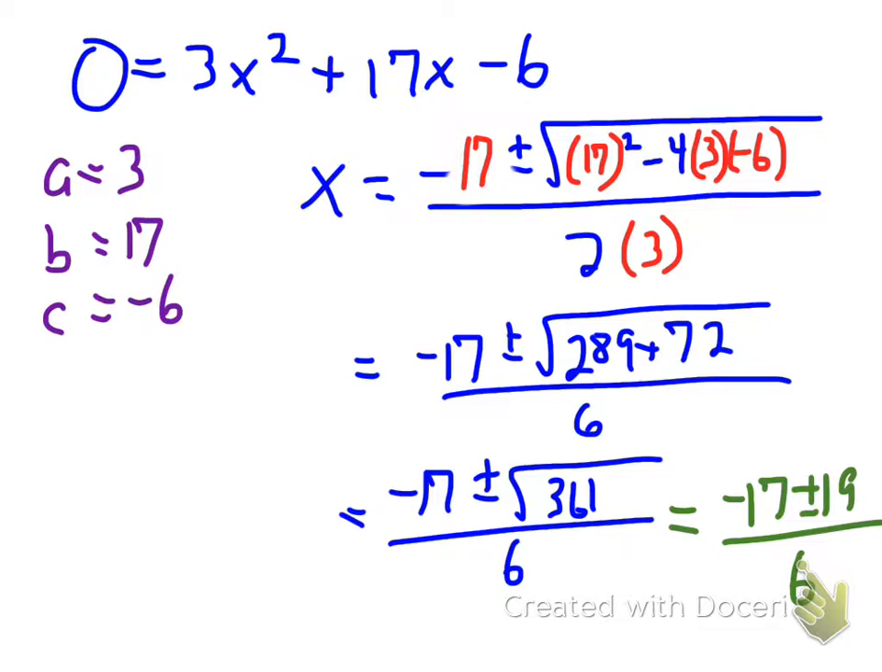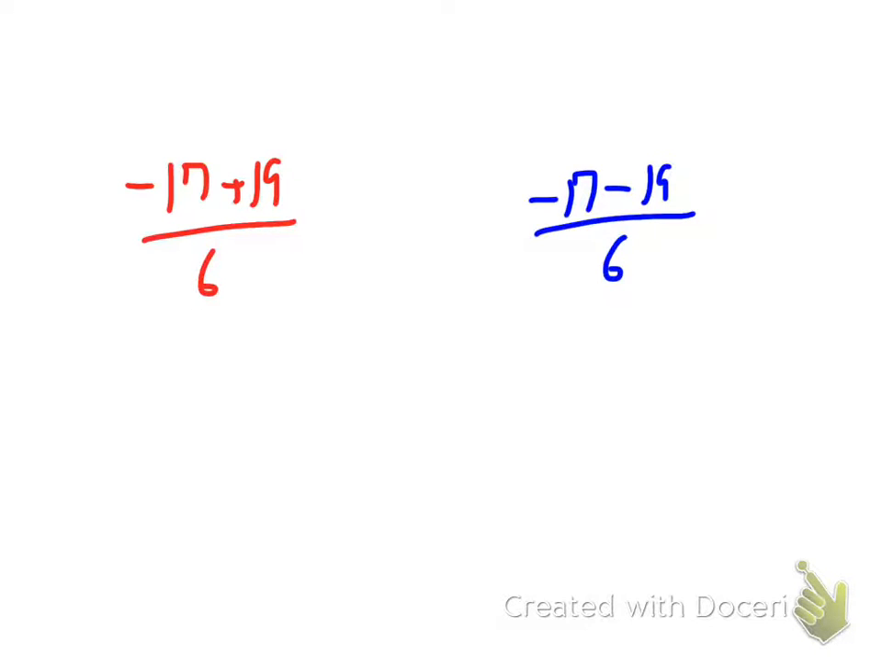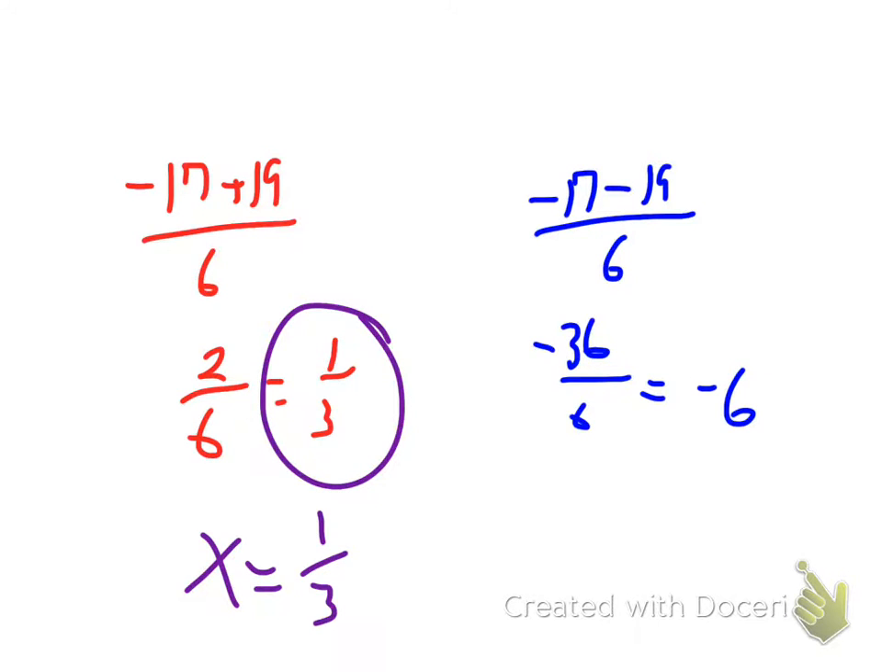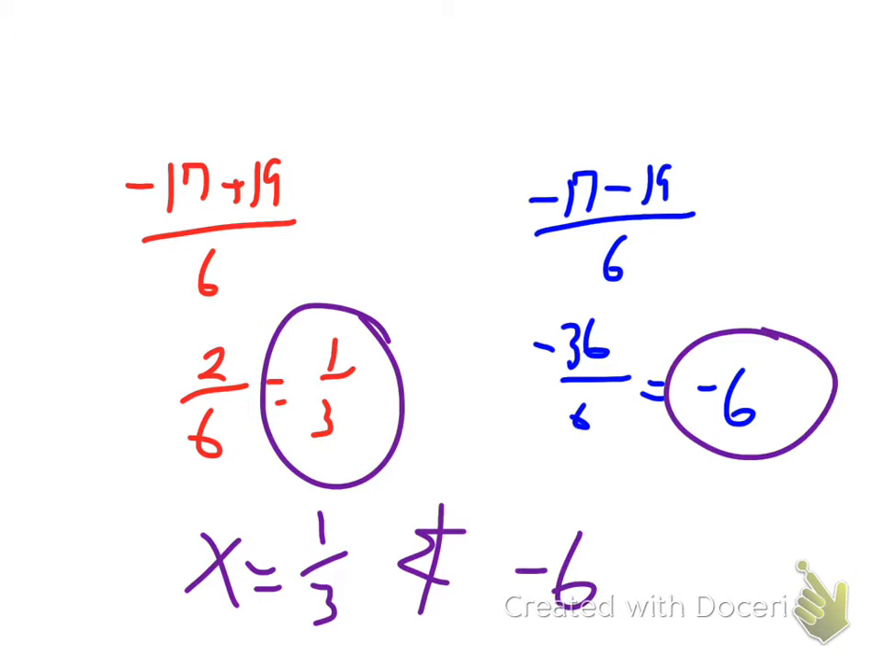From here, I'm going to split into 2 separate problems because I do have this plus or minus. So I have negative 17 plus 19 over 6, and I have negative 17 minus 19 over 6. Simplifying the red problem, I have a positive 2 over 6, which is 1/3. Simplifying the blue problem, negative 17 minus 19 gives me a negative 36 over 6, which is negative 6. So my 2 solutions are x equals 1/3 and x equals negative 6.